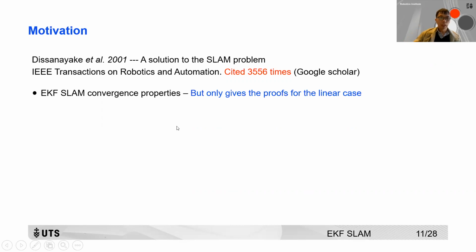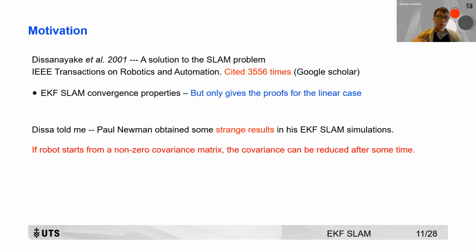So one question to ask is, for the nonlinear case, do we still have the same convergence property? So that's one motivation of this work. Another motivation is, at the time I started to work with DISA about SLAM, DISA told me Paul Newman obtained some strange result in his EKF SLAM simulations.